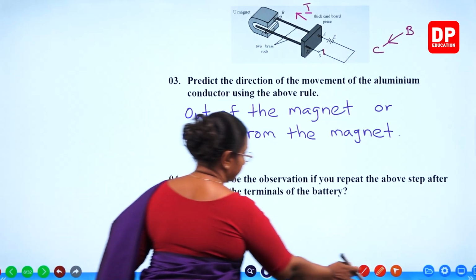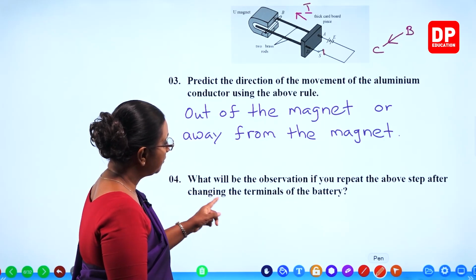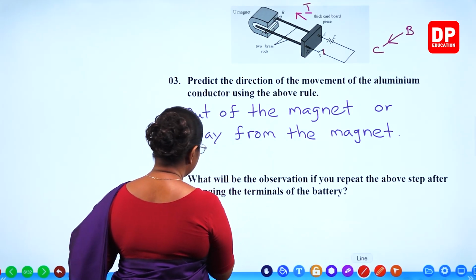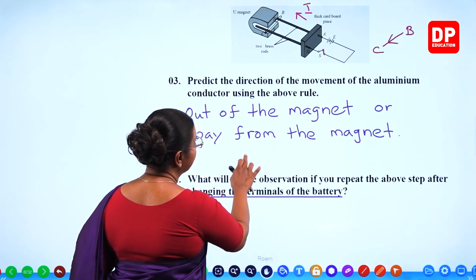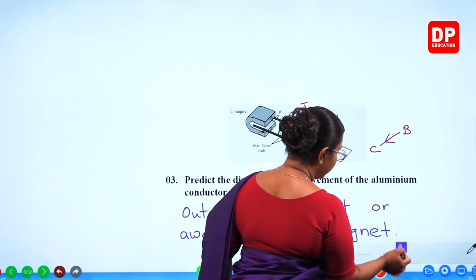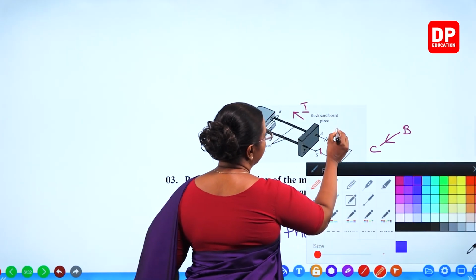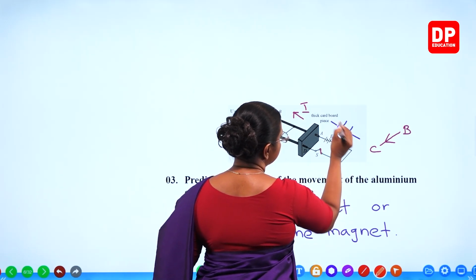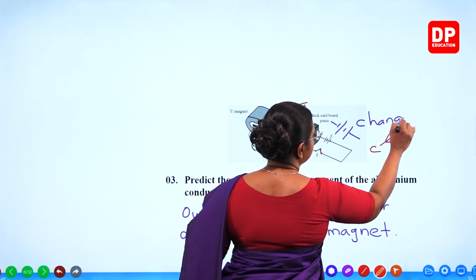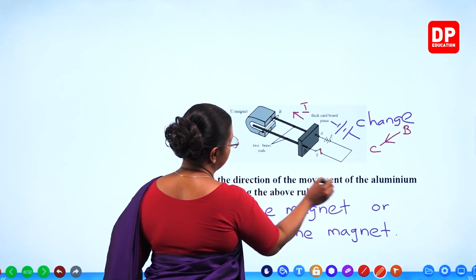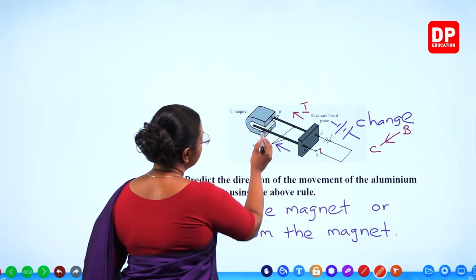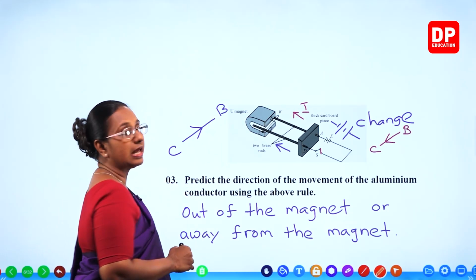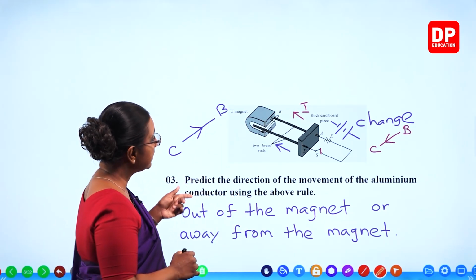Then, what will be the observation if you repeat the above step after changing the terminals of the battery? If you change the terminals of the battery, what will happen there? Now, when you change the terminals, this will be positive, negative, positive, negative. Then of course, the current is going to flow from here, in this direction. So in the BC rod, the current will flow in the CB direction.